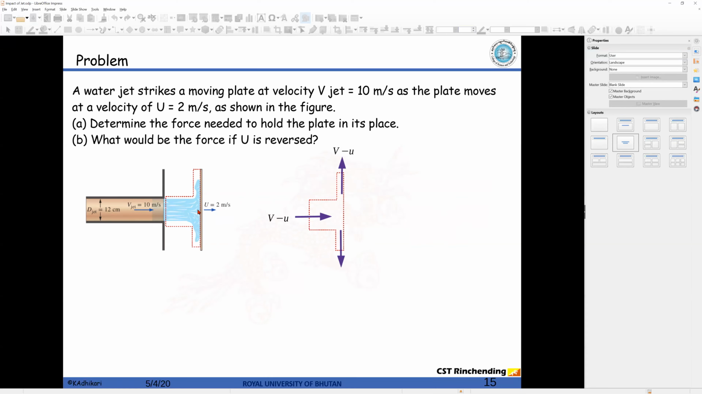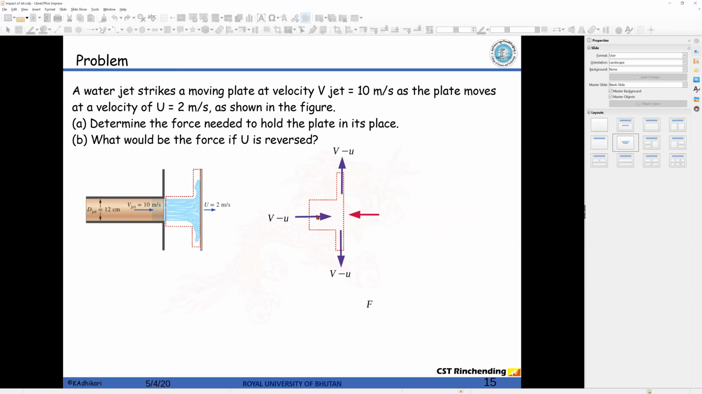Once it strikes, some portion will go from this side, some portion will go from this side. In three dimensions it will be going all around, but we are analyzing this in two dimensions. Okay, so one more thing is required, that is the force, right? Because of this force, it is causing the momentum to change.